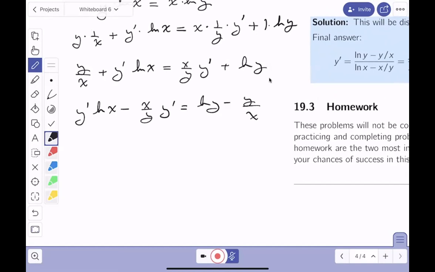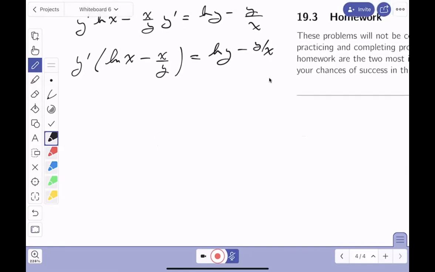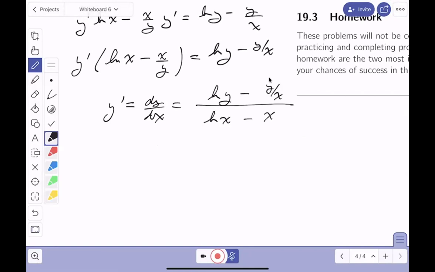What I do, I got the y primes on one side, everything else that didn't have y prime in it. I'm going to factor out y prime. And we left off with ln x minus x over y, y prime is equal to ln y minus y over x. I got to solve for y prime. We'll look at the key later. Y prime, same thing as dy dx, by the way, is equal to ln y minus y over x over ln x minus x over y.